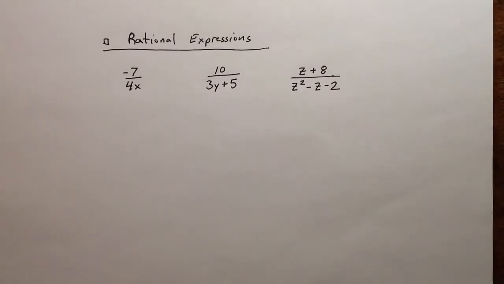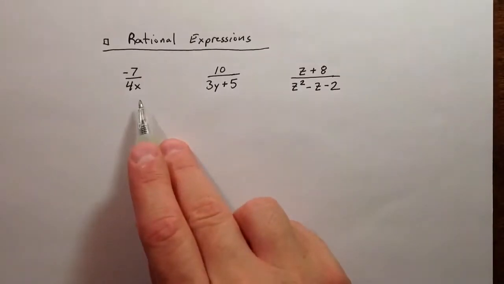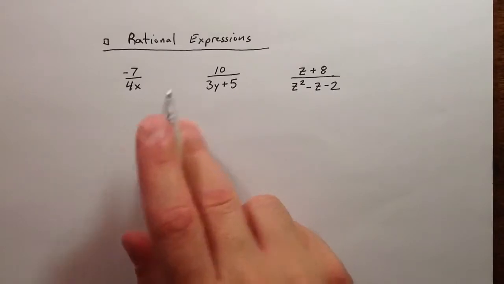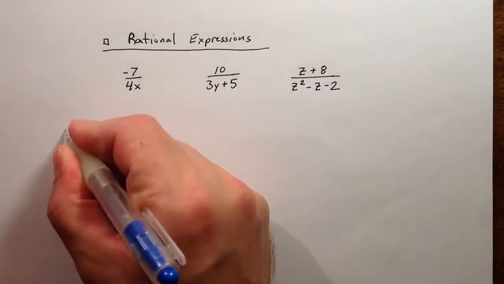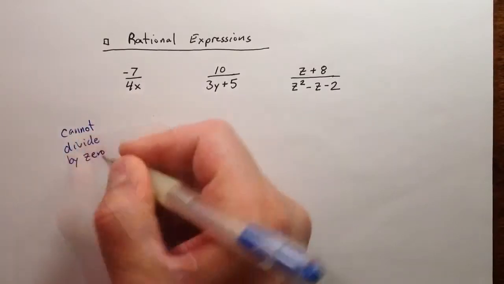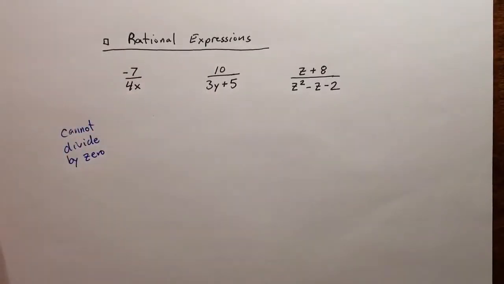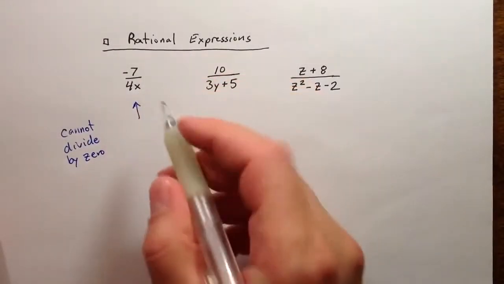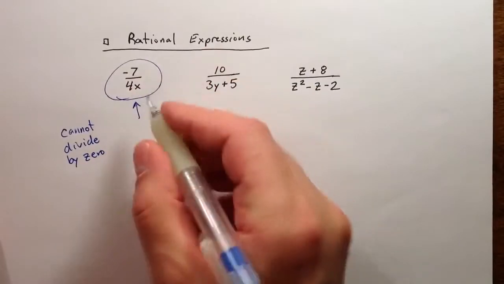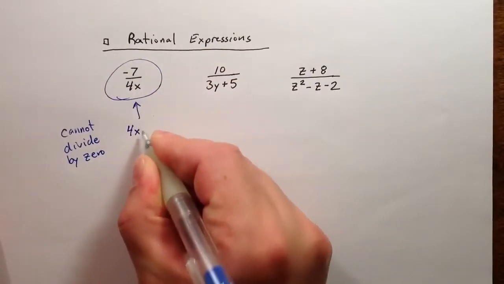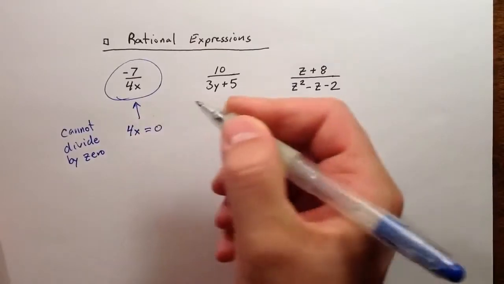An important thing to remember about rational expressions is that there are sometimes numbers that I can't plug into the expression. Remember, we can never divide by 0. We just can't really make sense of that mathematically. And so for each of these rational expressions, there are some values that have to be excluded.